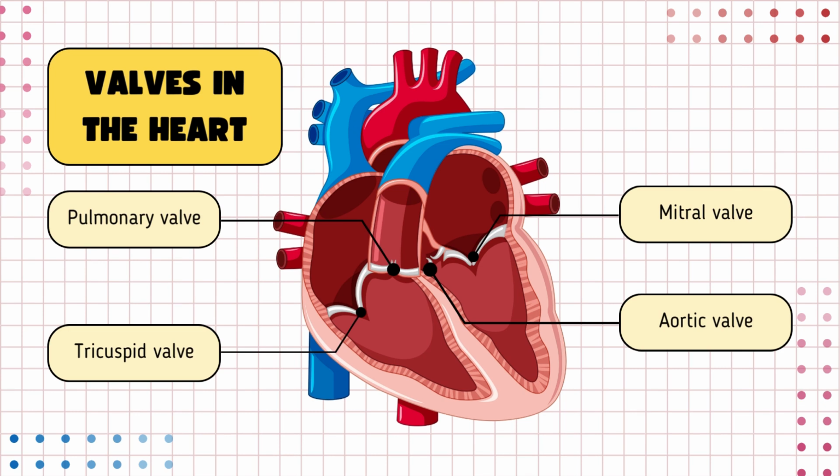The heart contains four main valves that ensure blood flows in the correct direction. These are the tricuspid valve, the pulmonary valve, the mitral valve, and the aortic valve. The tricuspid valve controls blood flow between the right atrium and right ventricle. The pulmonary valve regulates blood flow from the right ventricle to the pulmonary artery. The mitral valve controls blood flow between the left atrium and left ventricle. The aortic valve regulates blood flow from the left ventricle to the aorta.